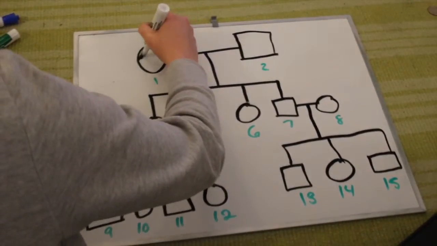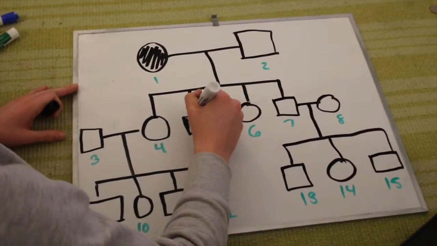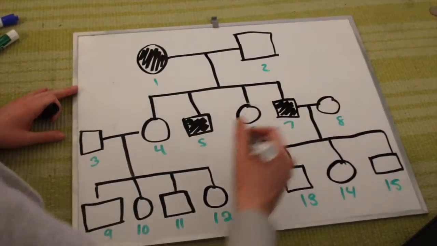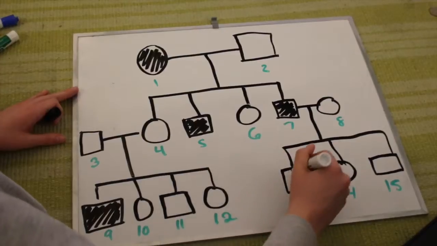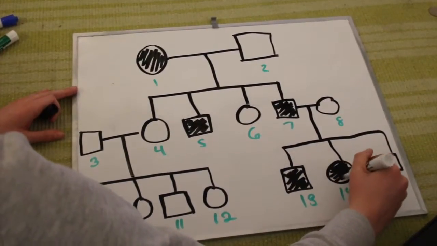Starting from the top, the mom is affected and the father is unaffected. The sons, number 5 and 7, are affected because there's an X-linked disease. With X-linked recessive diseases, if you have an affected mother, all of her sons will be affected. Now we must figure out the genotype for number 4, 6, 10, and 12.